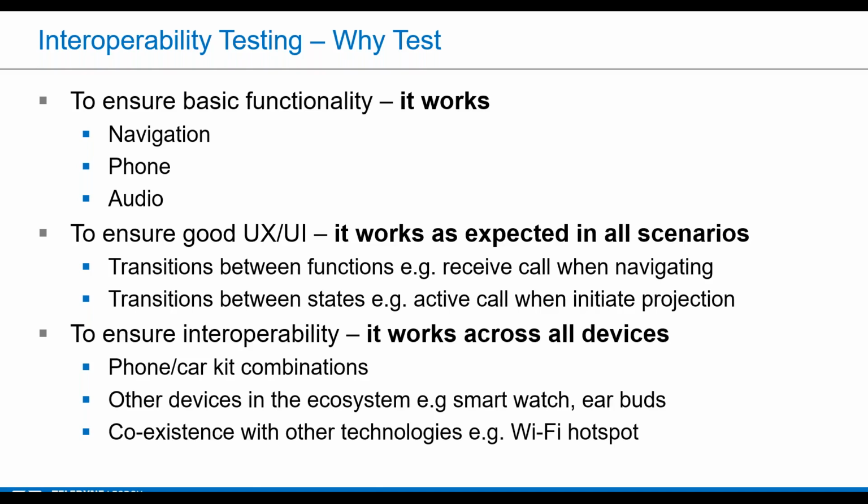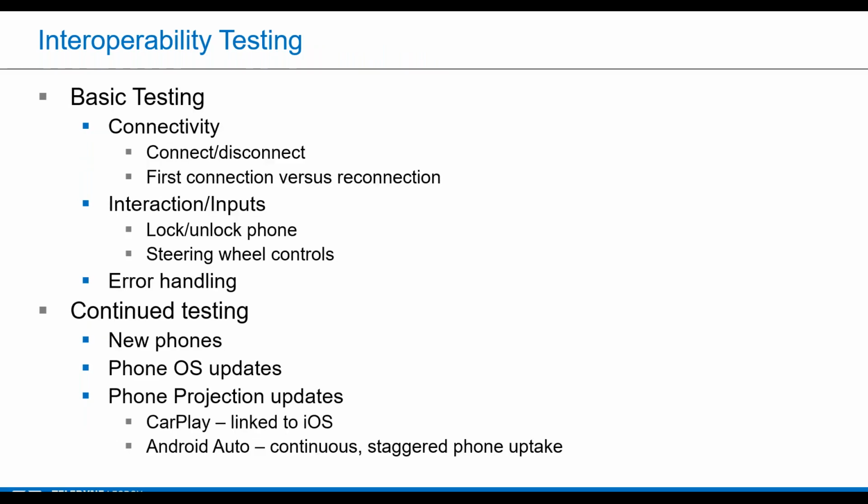and also interaction with, I haven't put it here, but interaction with functionality within the vehicle itself. So for example, if you've got phone projection connected and you put the vehicle into reverse, parking sensors and the reverse camera should obviously take priority. So some example test areas to look at, basic testing would be connectivity. So that's connection and disconnection, and first connection versus reconnection, how that works for the user.